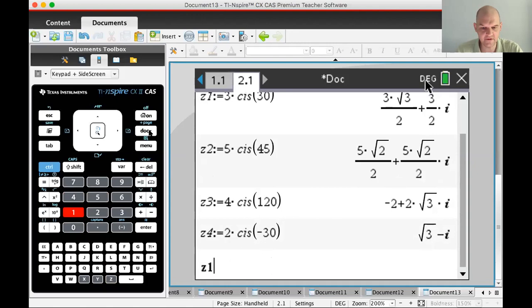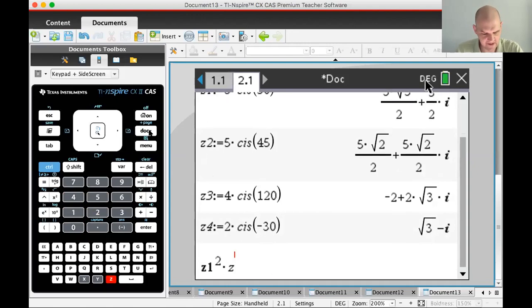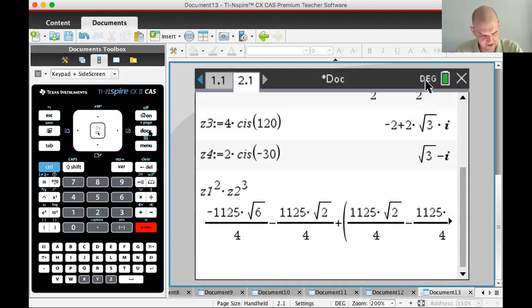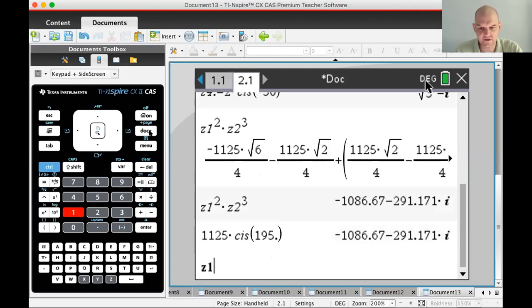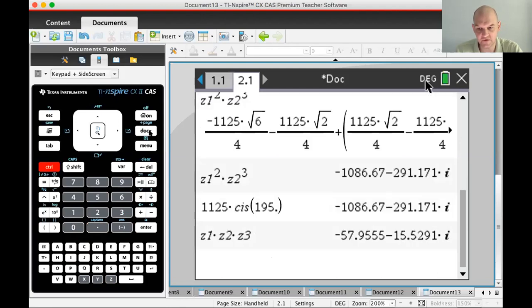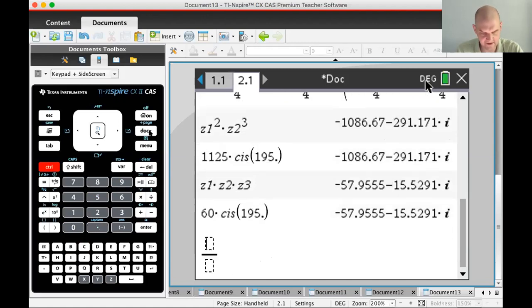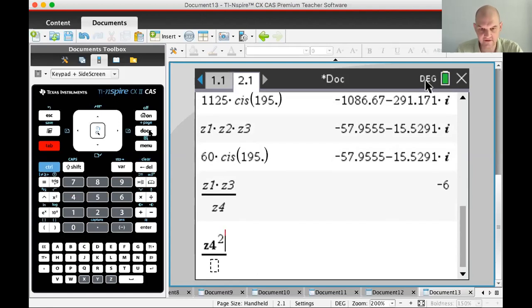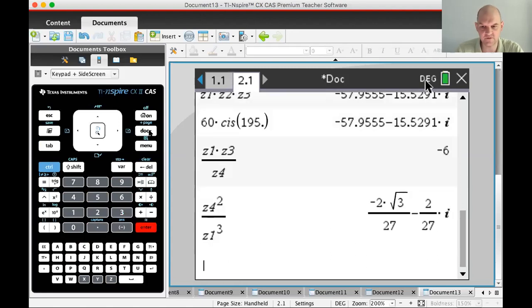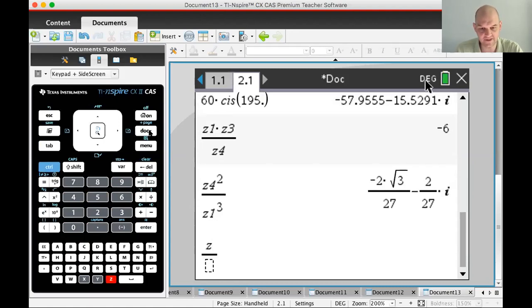But let's see. So we got z1 squared times z2 cubed. Oh my gosh. Oh, let's get a decimal and then let's check 1125 cis 195 decimal. Yes. Okay. z1 times z2 times z3. We're going to go with decimal here. And then is that the same as 60 cis 195? It is. So far, okay. z1 times z3 over z4. Should be negative 6. Yes. z4 to the second. z1. I'm going to be really surprised if I get all these right, to be honest, because negative 2 root 3 over 27 minus 2. Yes. I'll be surprised because there's a lot of places you could go wrong.